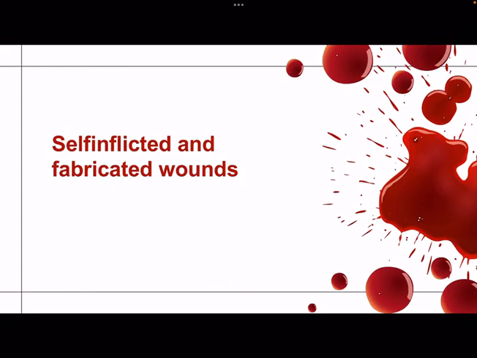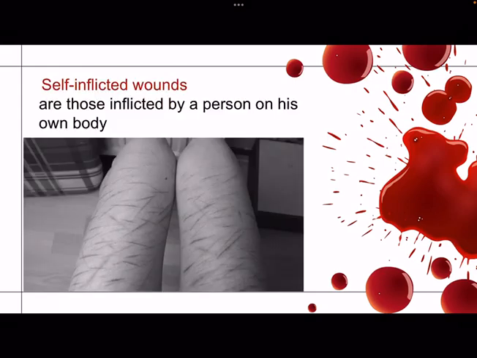The next type of wound is self-inflicted and fabricated wounds. What are self-inflicted wounds? They are the wounds that are produced by a person on his body. A person will cause injury to his own body. Why? Because he might be psychologically ill, he might be depressed. That's why he'll cause injury to himself. So that is called a self-inflicted wound.